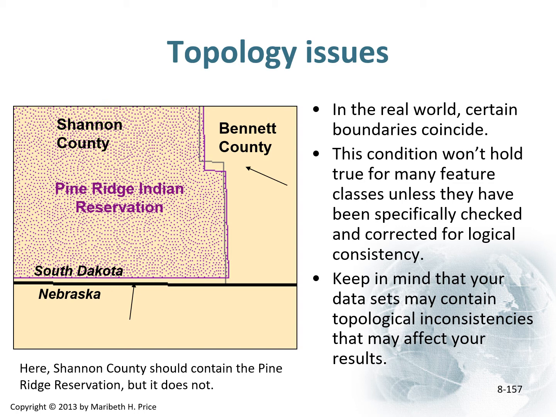This violates the basic topological constraints here. It should be the same line. Instead, we have gaps and overlaps, and that's not good. Same way with the South Dakota and Nebraska state line. That should also be the bottom line of Shannon County, and it is. It should also be the bottom line of the Pine Ridge Indian Reservation, and it's not. The Indian Reservation doesn't line up with those other data sets, and it should.